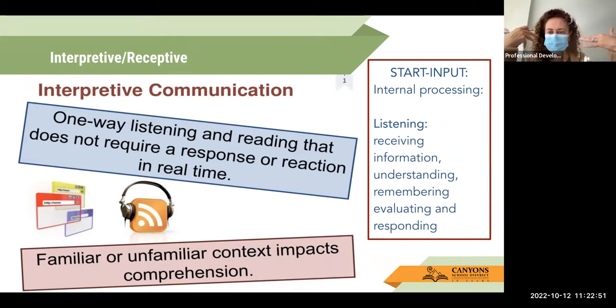So they're going to listen. They're going to receive information. They're going to try to make sense out of the information that they're receiving. They're going to evaluate, and they're going to take notes on what they see, what they hear, what they listen to. So this first interpretive mode of communication is a very important first step, because without it, our students cannot get the basic information to start their lesson.